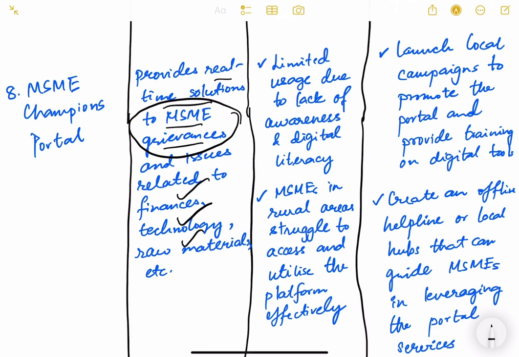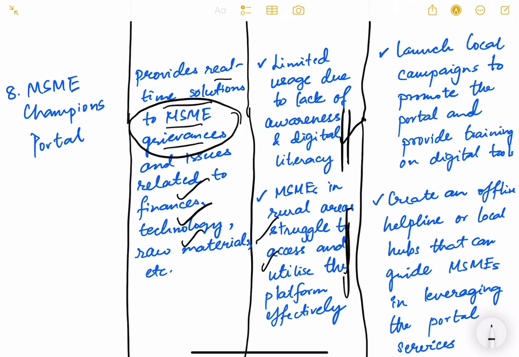Again, what is the shortcoming? Very limited usage due to lack of awareness and digital literacy. Many people in rural areas, tier 2, tier 3 cities are not able to take advantage of this. MSMEs in rural areas struggle to access and utilize the platform effectively. So as I have told you, we have this platform, but its use is not up to the potential.